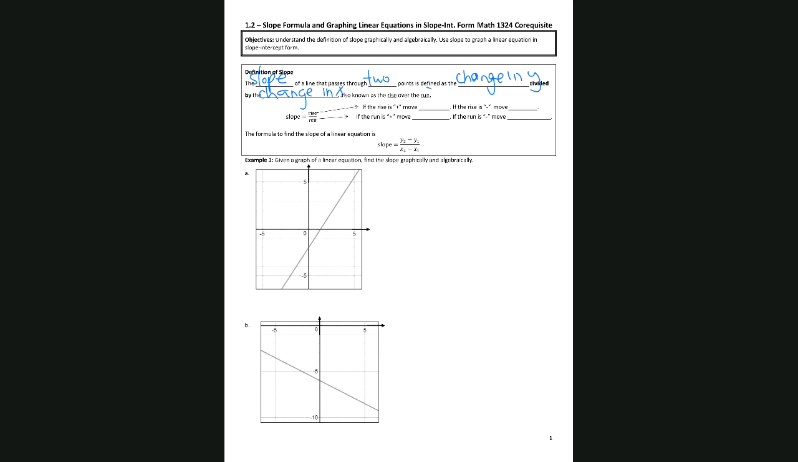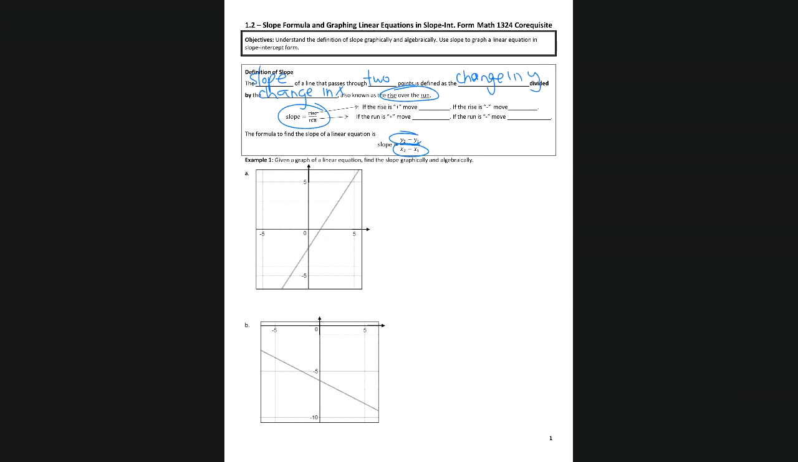And with that said, please remember that the way we calculate the rise is by getting the change between the y values, and the way we calculate the run is by getting the difference between the x values. So always make sure that you're conscious to put the y values on the numerator, the difference of them, and the difference of the x values on the denominator.